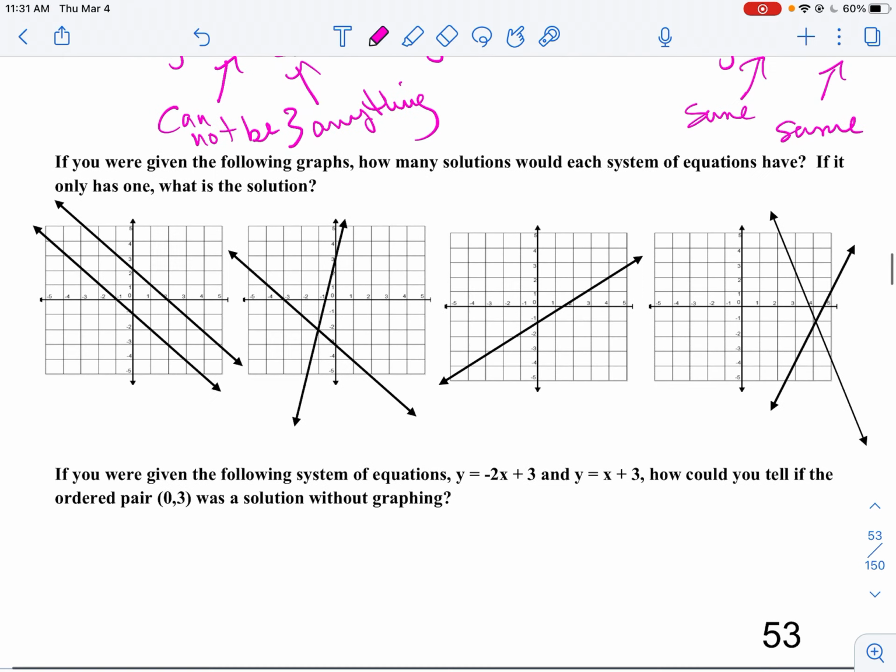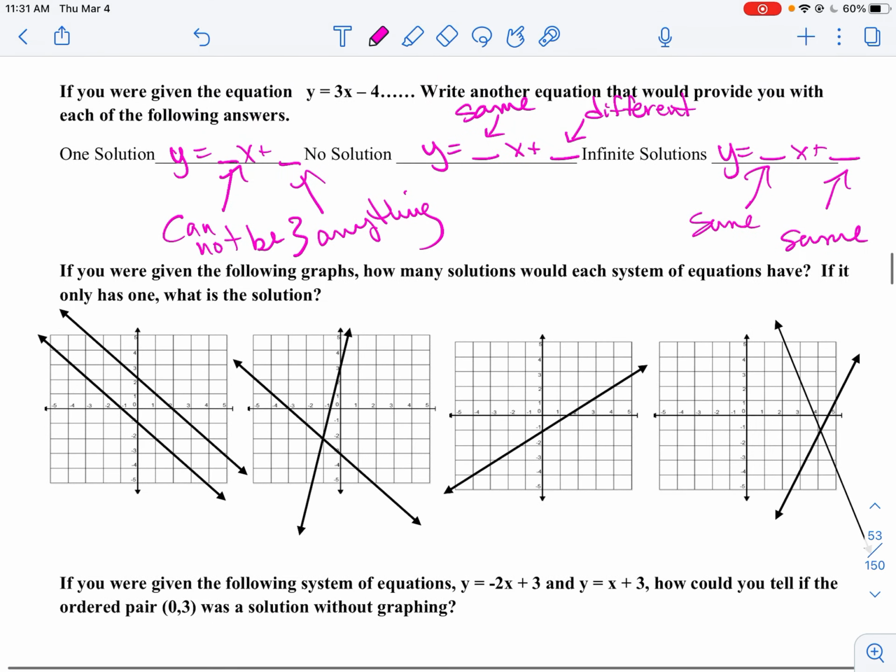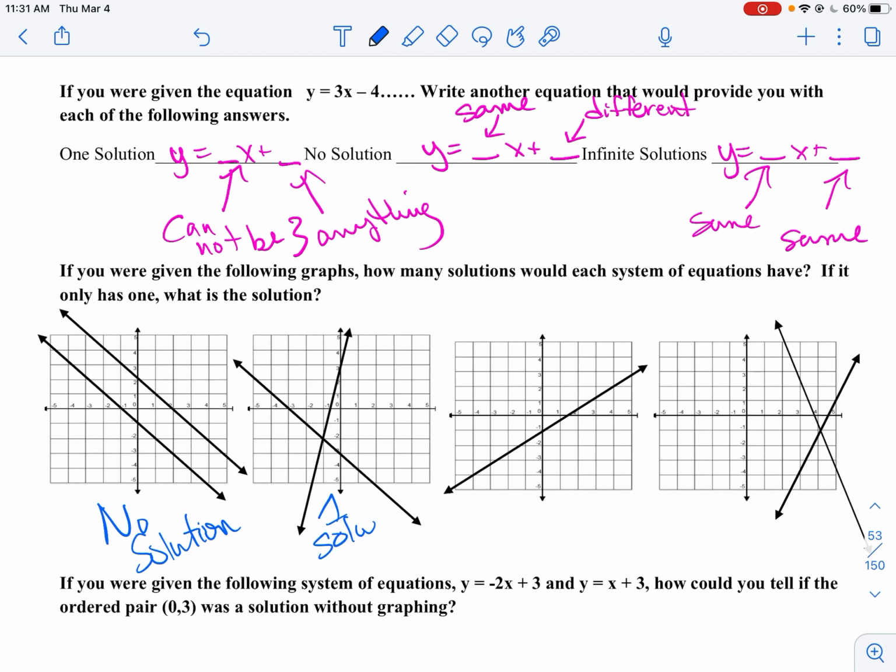Now, if you were given the following graphs, how many solutions would each system have? Well, the first set, they're parallel, so there's no solution. This next one has one solution, but you can't just write one solution. You have to actually say what that one solution is, and that looks like -1, -2.